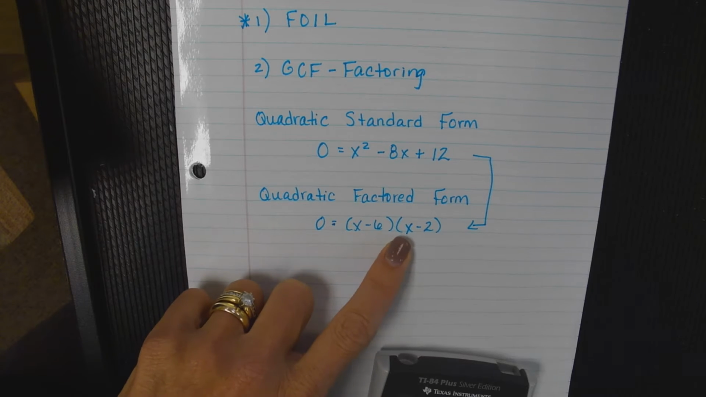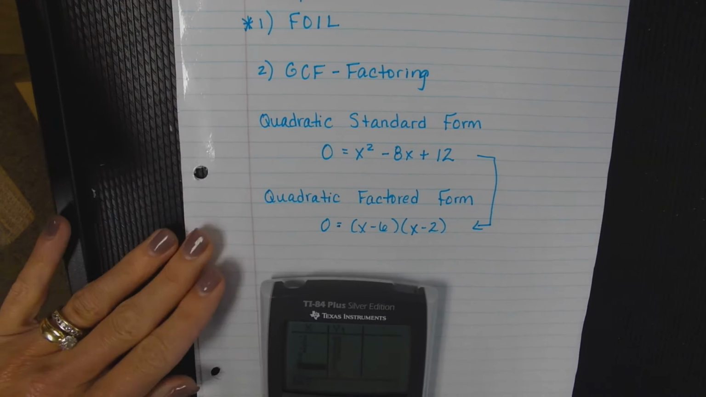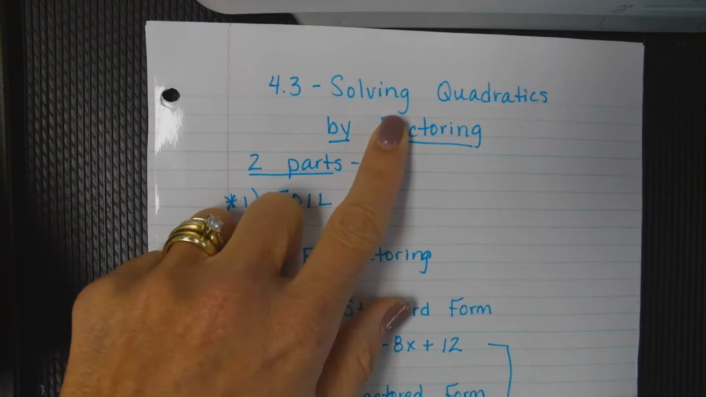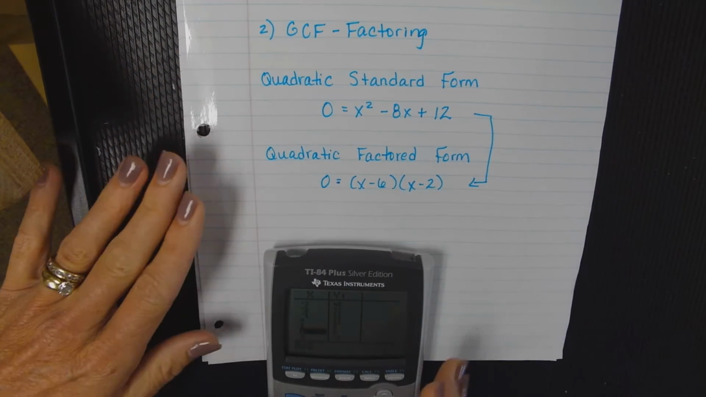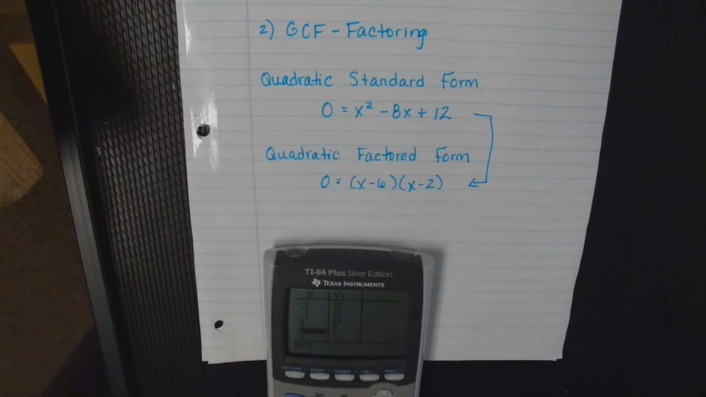6 minus 6, 2 minus 2. Okay. So remember, we're solving quadratics by factoring. Basically, we're trying to find the values of x. Yesterday and this morning a little bit, we learned by graphing. Now we're going to learn by factoring.